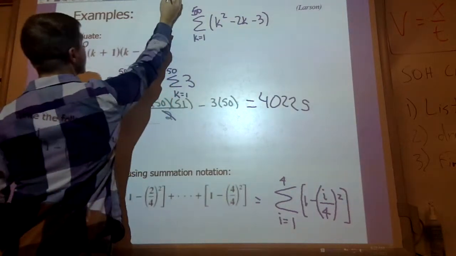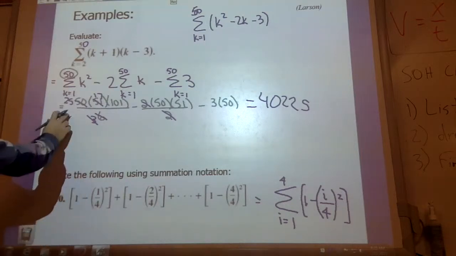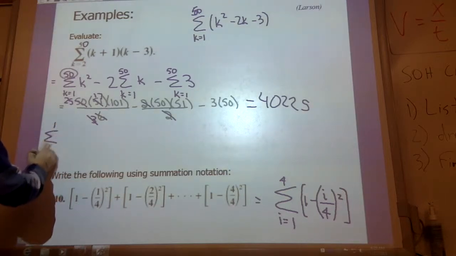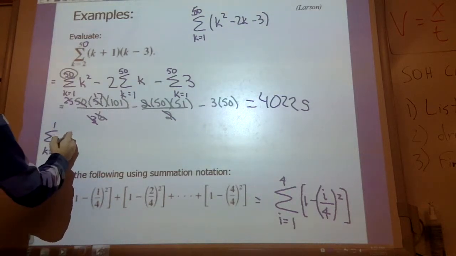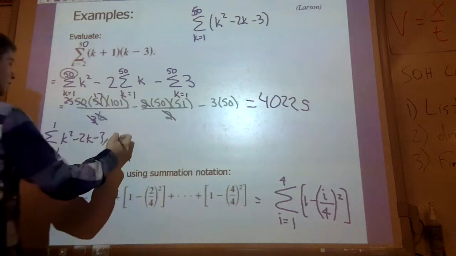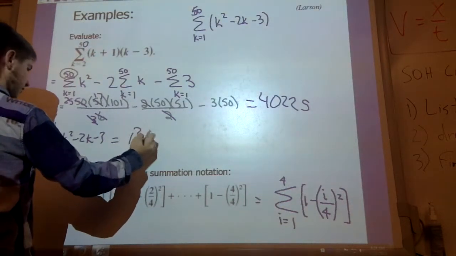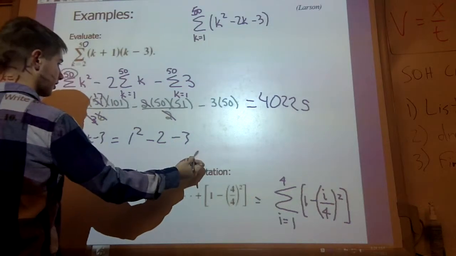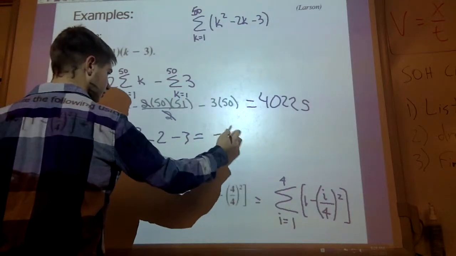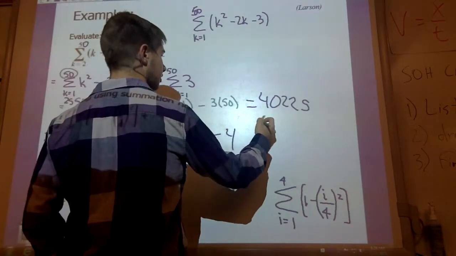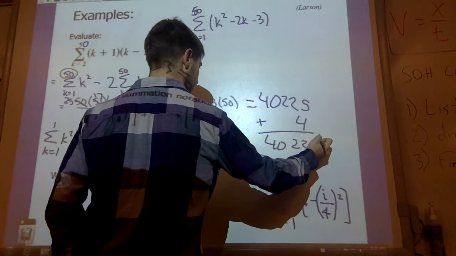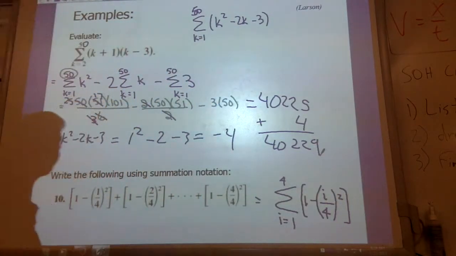Okay, so for the first one, I'm just going to do 1. In this case, k squared minus 2k minus 3. So this ends up being 1 squared minus 2 minus 3, which is negative 4? And don't you subtract that? Yeah, so you would actually be adding it. There we go. Yay. Okay.